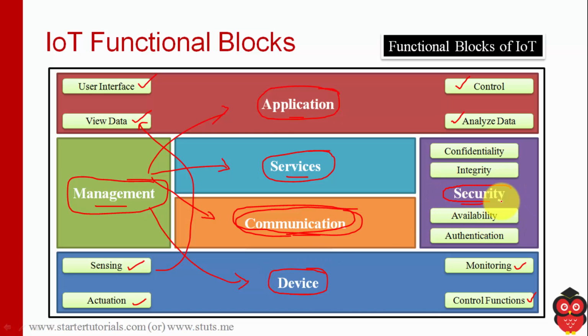And then finally we have security block. Without security, IoT is sort of useless. Whatever you are going to develop or use, it should have security. Some of the security services, or you can say properties, are confidentiality, integrity, availability, and authentication. I am not going into detail what are these things. Maybe I will touch these things in future sessions. So these are the different functional blocks.